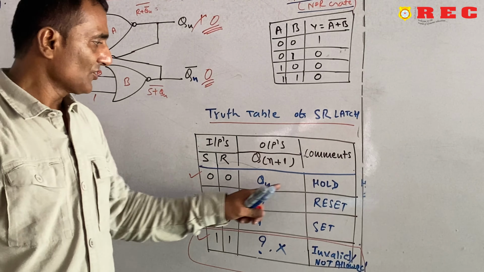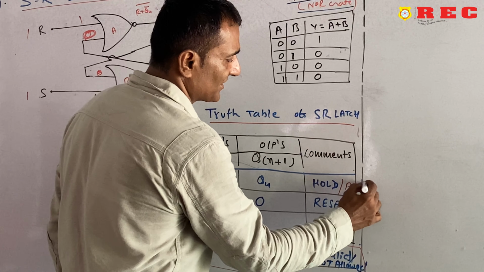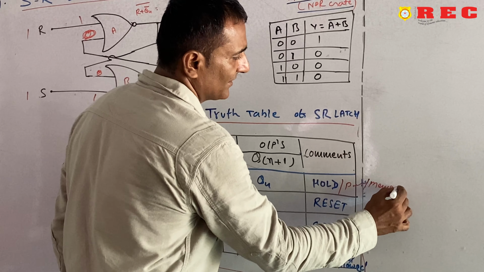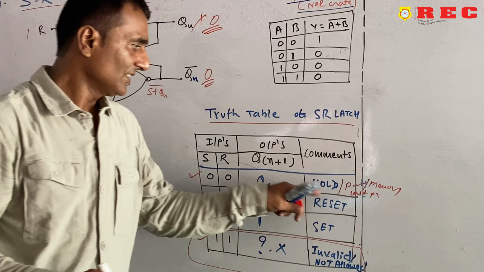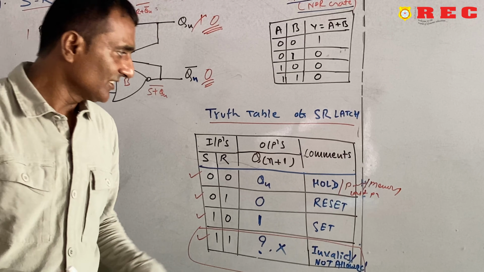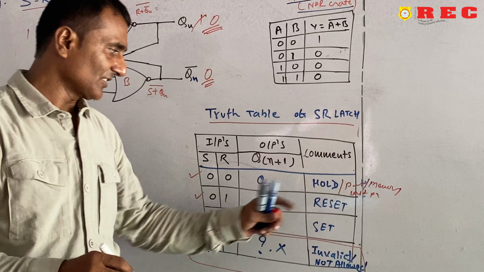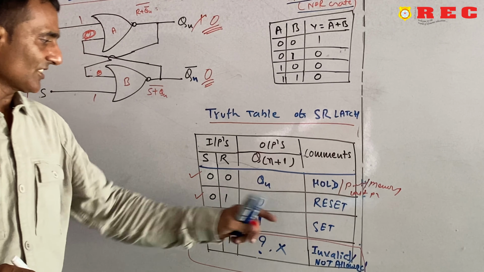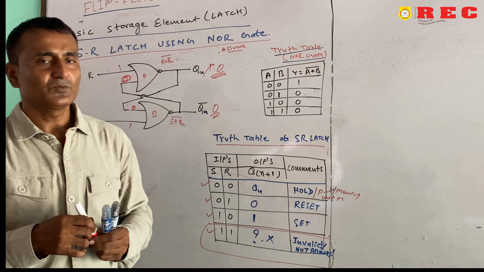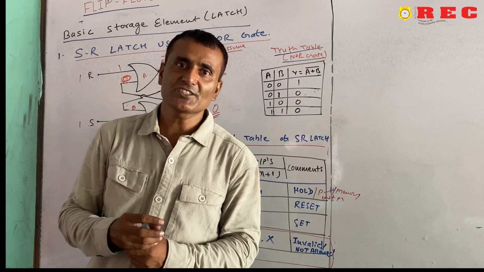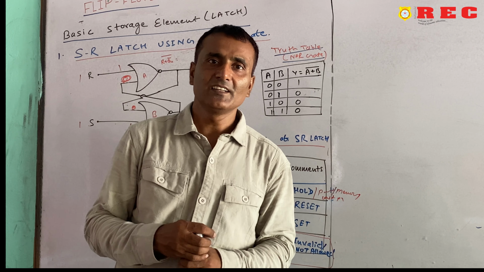If S is equal to 0, 0, it was in the hold condition. You can say this was the previous state, or this is the memory, or last state, whatever you can say. I have written here hold. When S is equal to 0, R is equal to 1, then this will be 0, that is the reset, and this is 1, 0, that is the set condition, and 1, 1, this is the invalid, not allowed condition. So for today's lecture, I think you have understood the RS latch by the NOR gate.